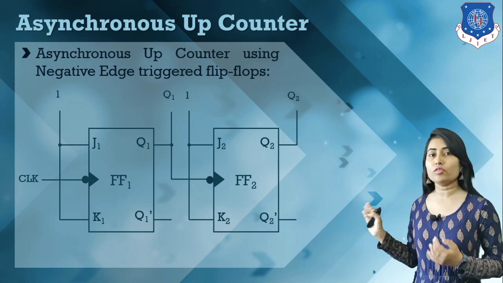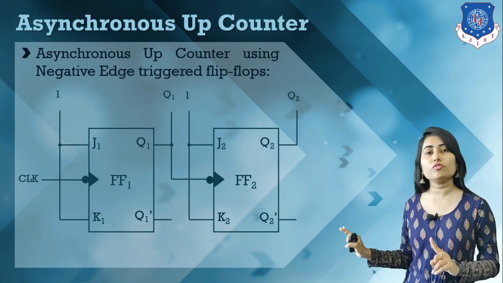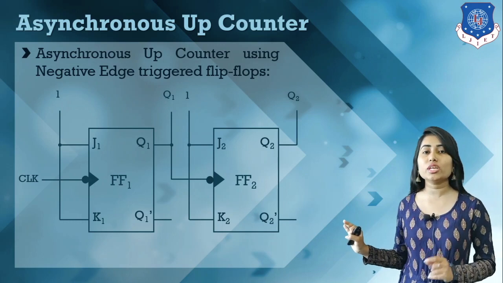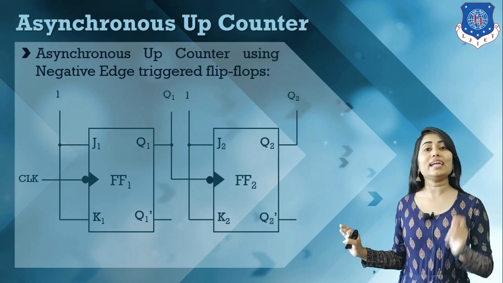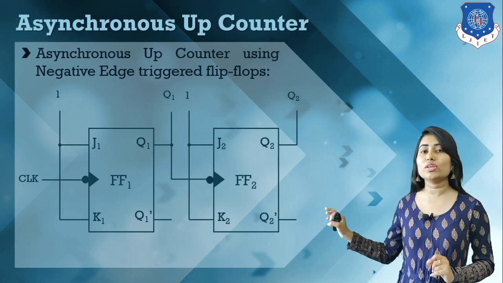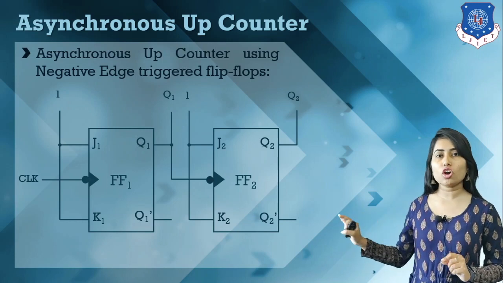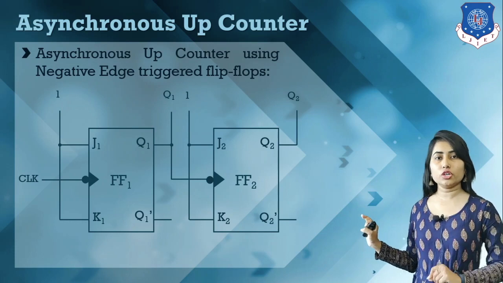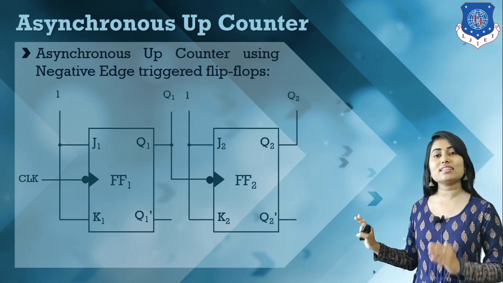Here we have 2 flip-flops, and these flip-flops are negative edge trigger. That means it works only at the negative edge. So here we indicate this with this bubble. In a clock we apply this bubble notation to denote that this is a negative edge trigger.